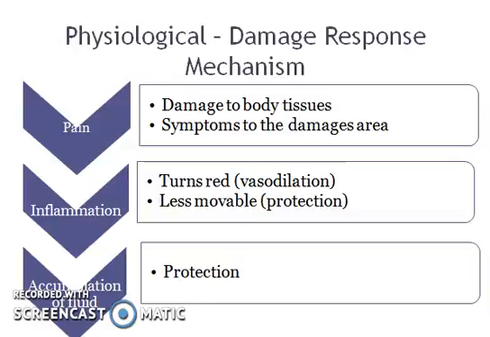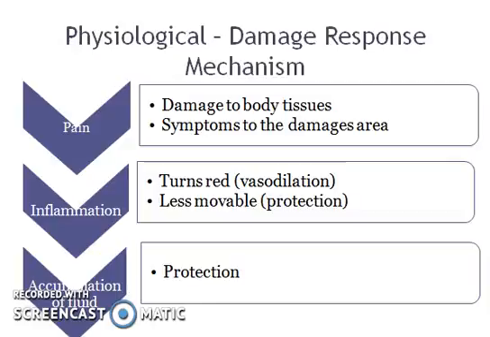The next sign is inflammation. So the injured area will turn red. This is because the blood flow will be increased and the blood vessels will vasodilate, so this means they get bigger. They get wider because there'll be a greater amount of blood flow going to the surface, which will make it red.